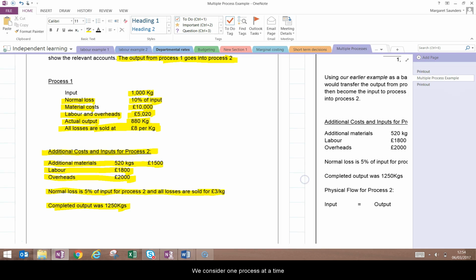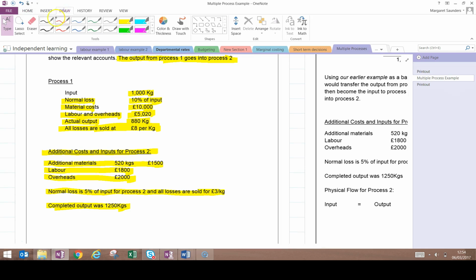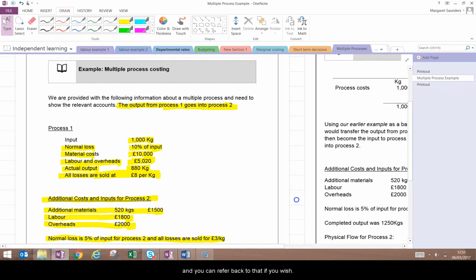So we consider one process at a time. We would start off with process 1. We would complete the physical flow. Then we would use the formulae to work out the cost per unit. Then we would value everything on the right-hand side of the physical flow, and then we would draw up the process account. I'm not going to go through that again because it is exactly as we did on the previous recording number 2, single process, and you can refer back to that if you wish.